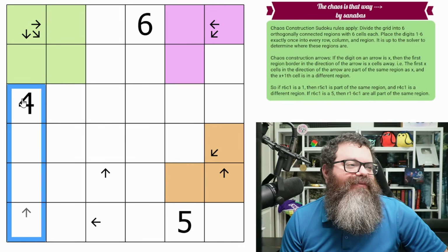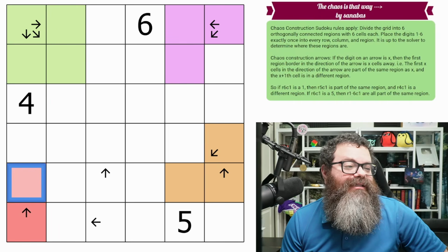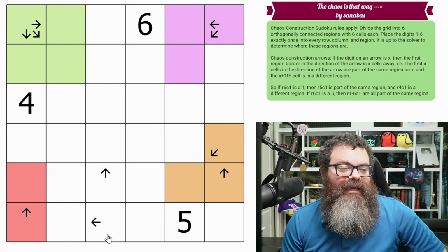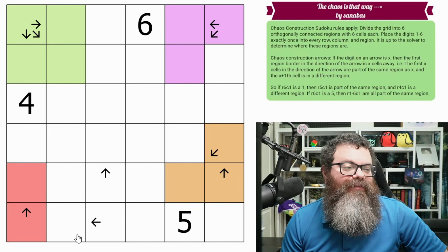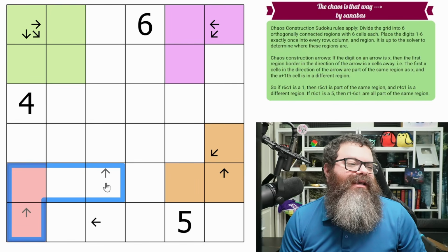Maybe this one. This one definitely can't join the green, so it's a new one. We'll call that red, and it takes that one. This one could be red, or it could be a new region, so I can't color that one yet. So we'll just have to remember it takes both of those. This one, is this a new region? I mean, red could take it.